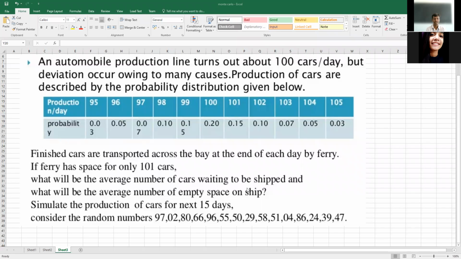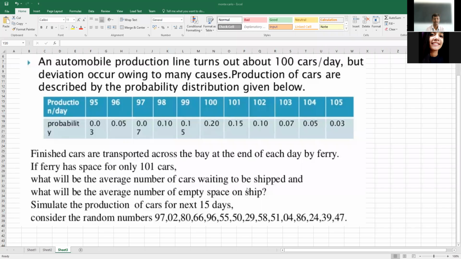An automobile production line turns out about 100 cars per day. But deviation occurs, maybe because of any reasons. Production of cars is described by the probability distribution as given below.